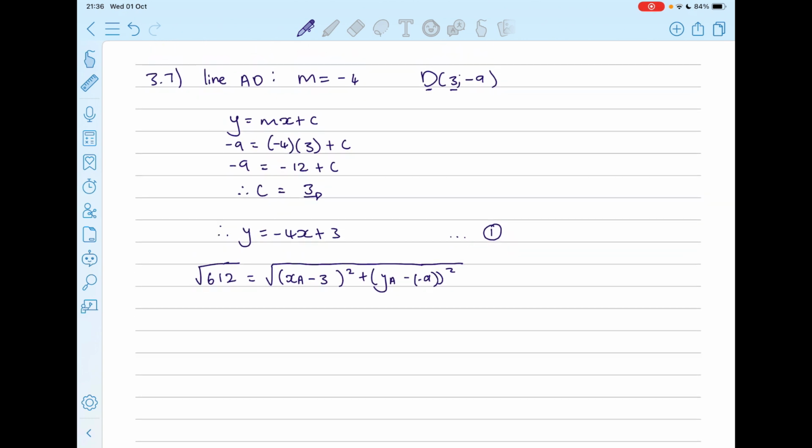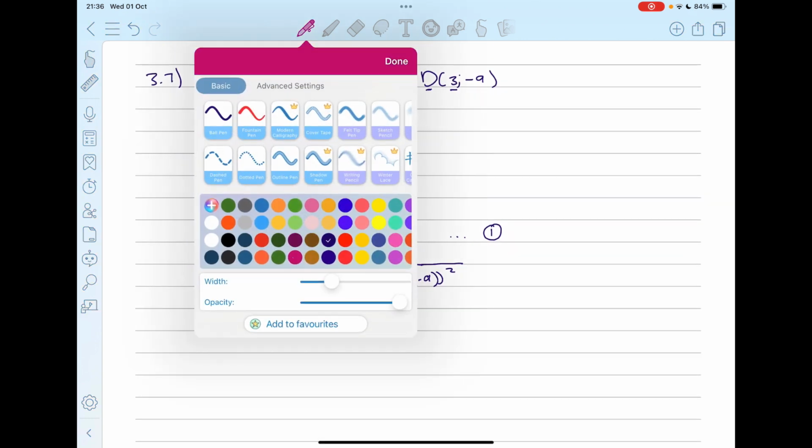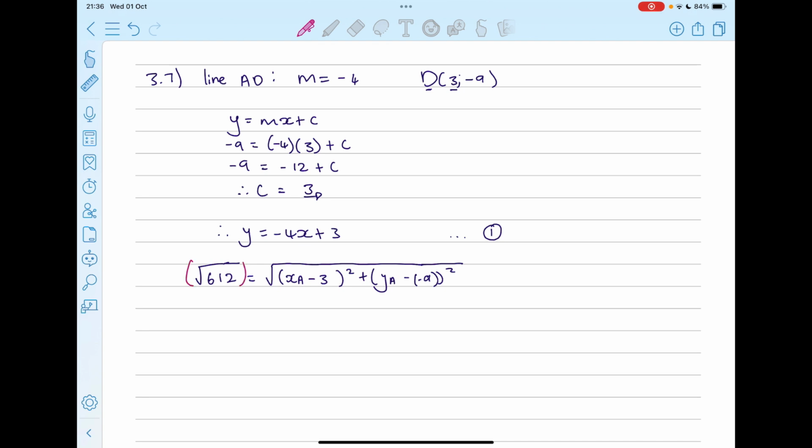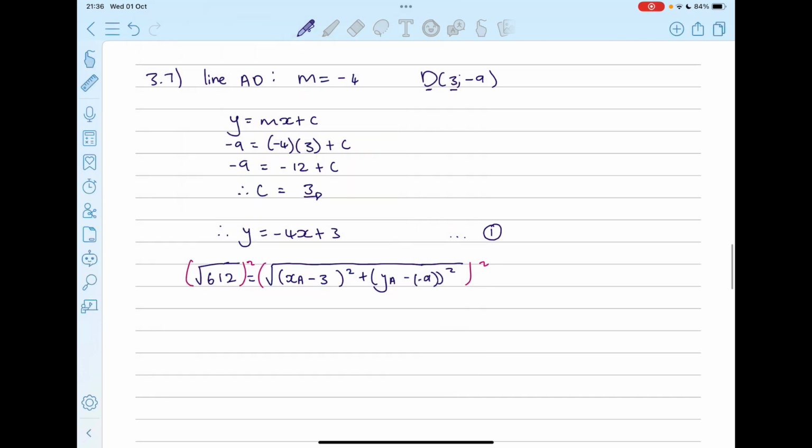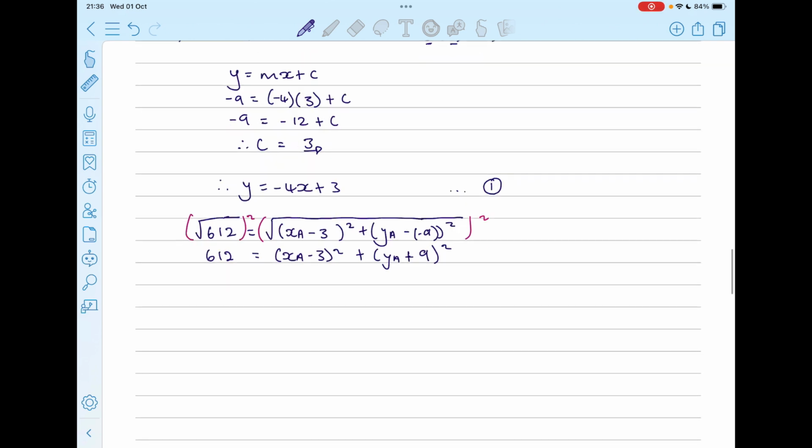Now we can simplify. So we're going to square both sides to get rid of the roots. So that leaves us with just 612 being equal to the x of A minus 3 squared plus the y of A minus, which becomes a plus, 9 squared. Now it's time for algebra.